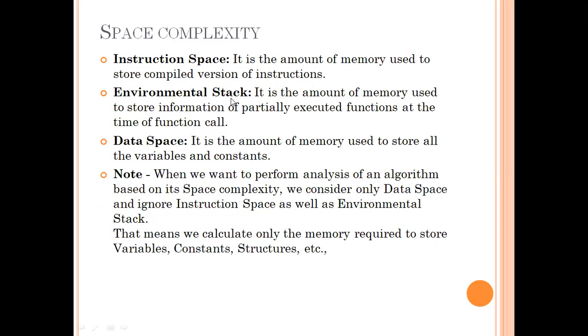Second is the environmental stack. It is the amount of memory used to store the information of partially executed function at the time of function call. ठीक है, जब फंक्शन कॉल होगा तो उसका एड्रेस स्टोर करने के लिए जो मेमोरी स्पेस रिक्वायर्ड है उसको हम एनवायरमेंटल स्टैक बोलेंगे। Then next is the data space, means it is the amount of memory space used to store all the variables and constants.